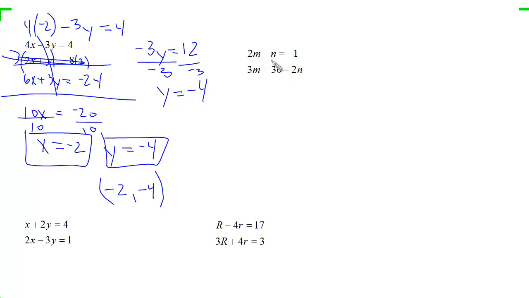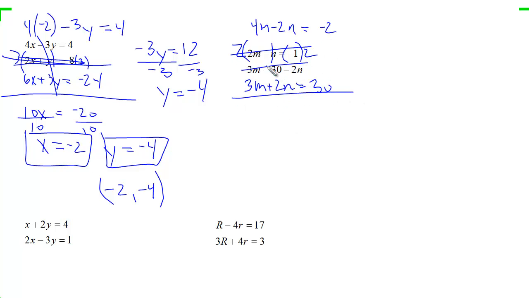This one, we can really do the same thing. I'm going to go ahead and rearrange it to make it in essentially standard form. Bring this guy over. And I'm going to multiply this one by 2. It doesn't really matter what you do as long as you create the opposite. So this one's going to be 4m minus 2n equals -2. These are both gone. These are my two new equations.